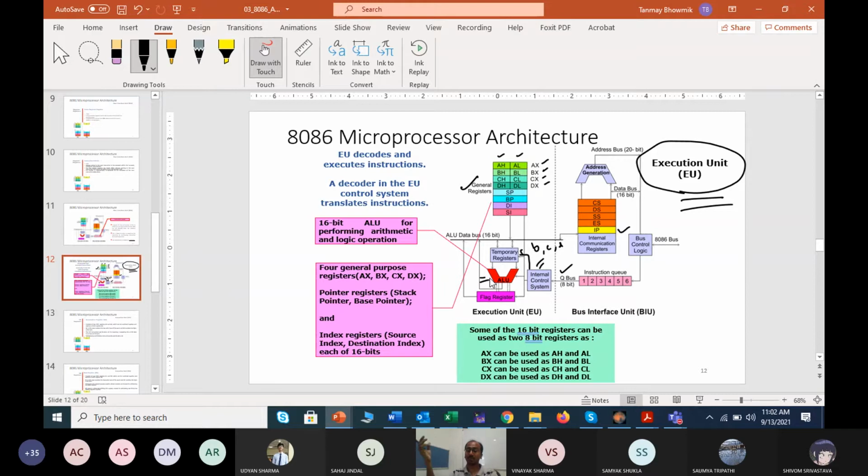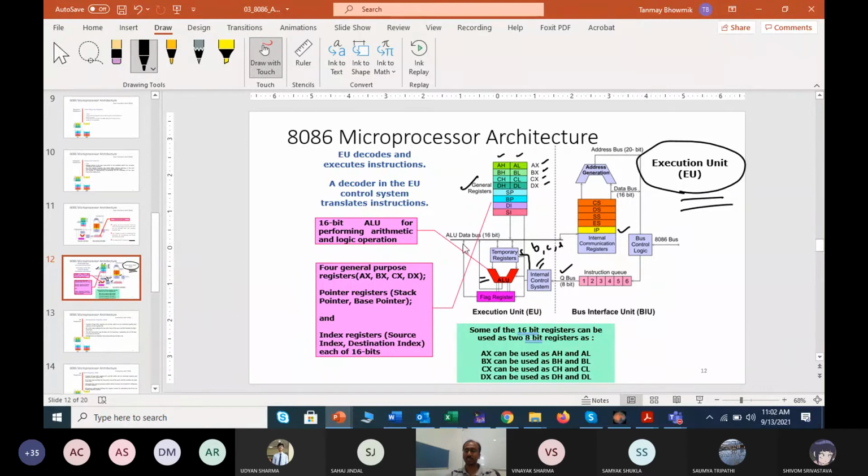It may be passed to the destination register to show it to the user, depending on what you have written in your code. Okay, so you can just think about how these connections are being made. So this part is okay. You have now seen how your bus interface unit is connected with your execution unit, and how your temporary registers, internal control systems, and flag registers are connected with this ALU, and how the ALU calculation is being done. All things are okay, no problem.